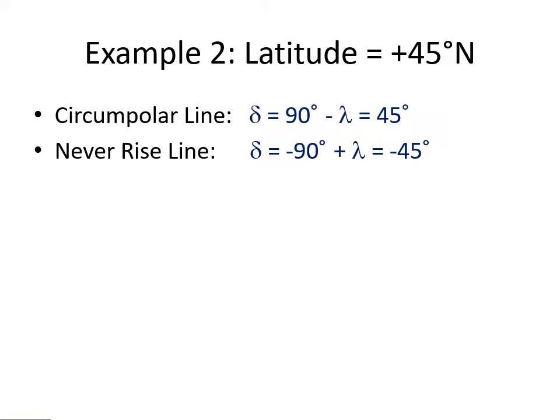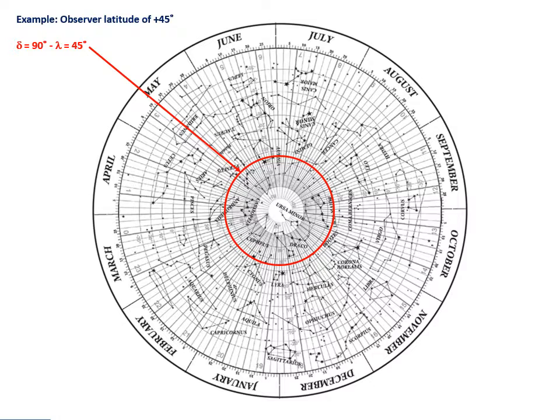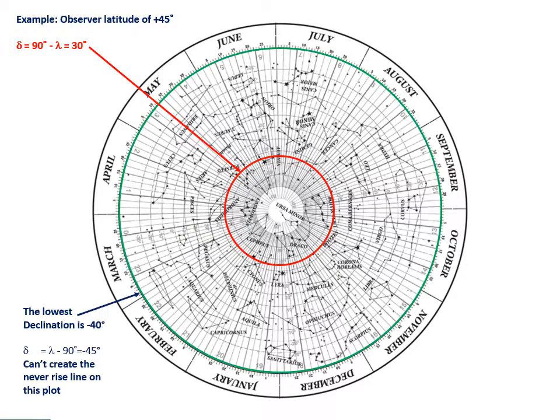The second example shows the observability from a site at a geographic latitude of 45 degrees north. The circumpolar declination line is 45 degrees, and the never-rise declination line is -45 degrees. Here, we'll see a case where only two regions are on each hemisphere. Sketch the circumpolar declination line of 45 degrees on the northern wheel. Notice that the never-rise declination is -45 degrees, which is lower than the lowest declination on the northern wheel.